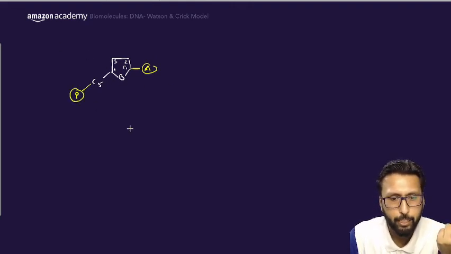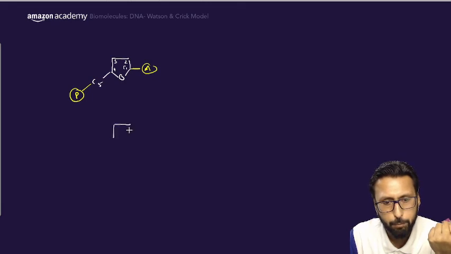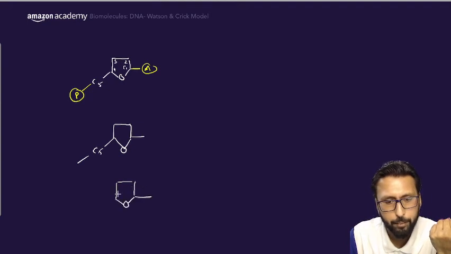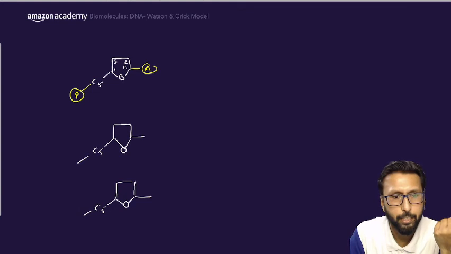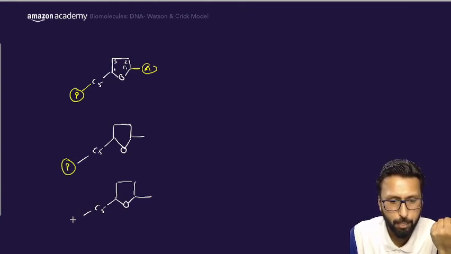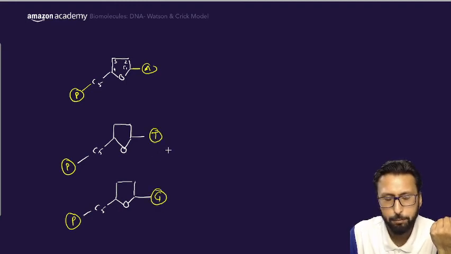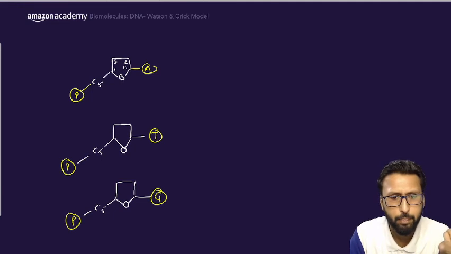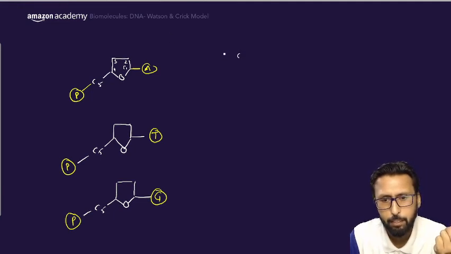Let me draw at least 3 nucleotides. Again the same thing, like this. Here I have C5 and phosphate. So the phosphate is attached on the 5th carbon, and nitrogenous bases are attached on the 1st carbon. Now on the complementary side we will have this arranged like this.